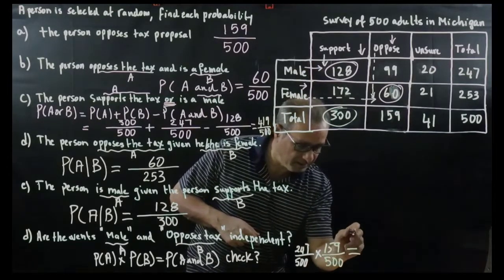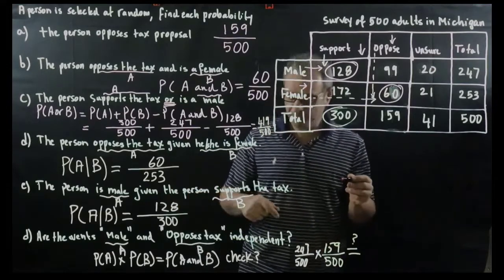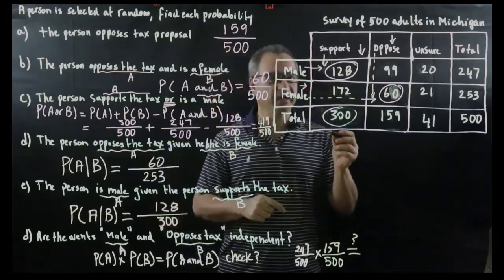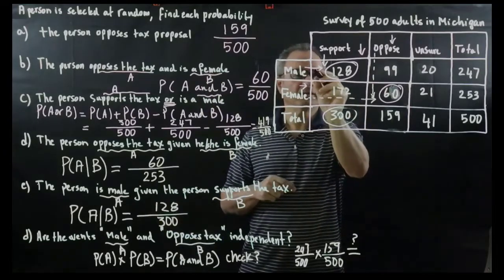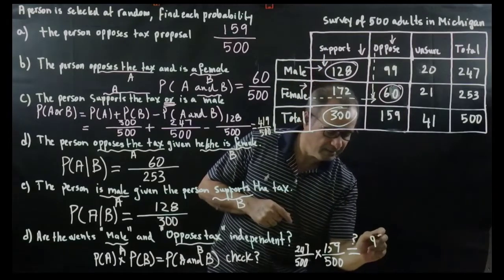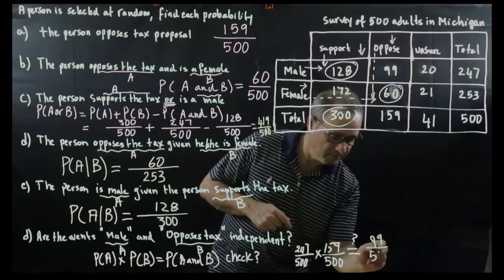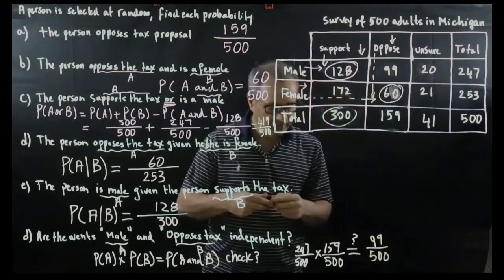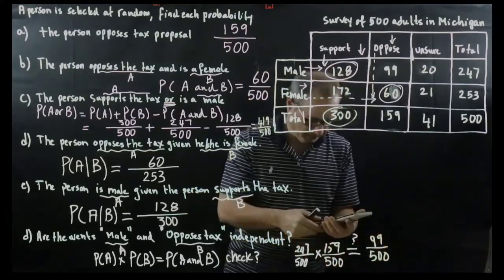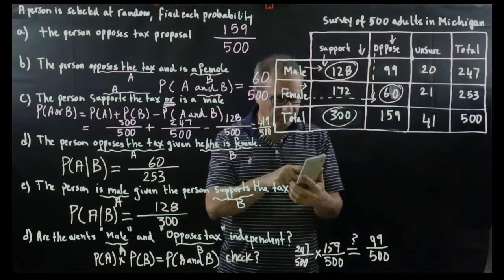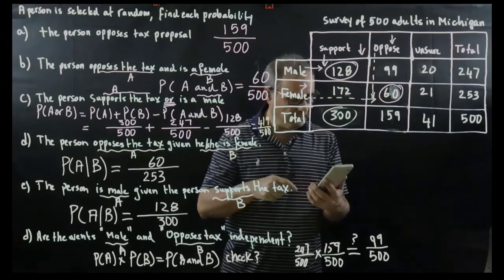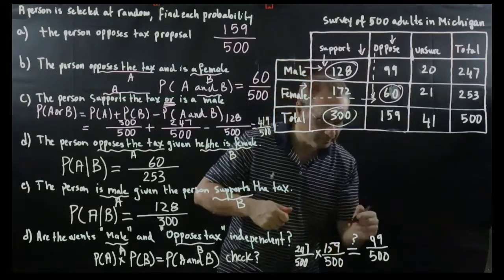Let's check if they are equal. So I'm going to put a question mark here. Probability of A and B. A and B means male and opposes tax. Male is right here and opposes tax right there. So we got 99 over 500. Okay. What is 99 over 500? We'll use the calculator. 99 divided by 500 is 0.198.